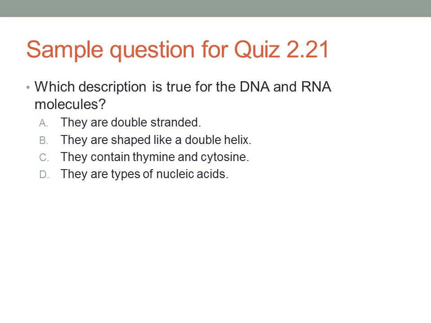Remember, we're trying to look for a similarity between DNA and RNA. We know that RNA is single-stranded, so we can eliminate A. B says they are shaped like a double helix. Well, you have to have two strands to have a double helix, so we know RNA doesn't have that, so we can eliminate B as well. C, we didn't actually talk about, but I can tell you that that one's incorrect as well, because RNA has slightly different bases than DNA. So D must be the best, which is they are types of nucleic acids. Remember, DNA and RNA are both types of nucleic acids.